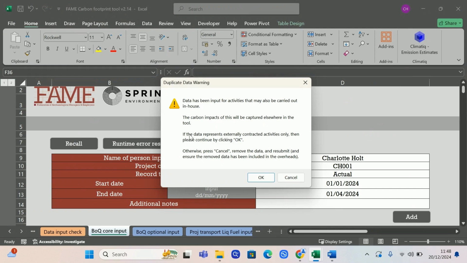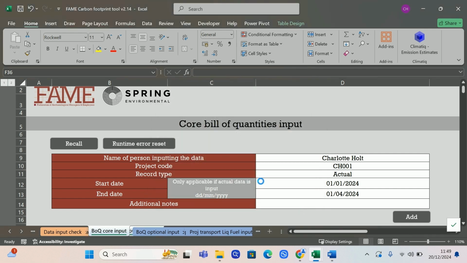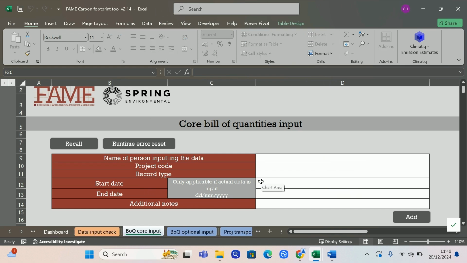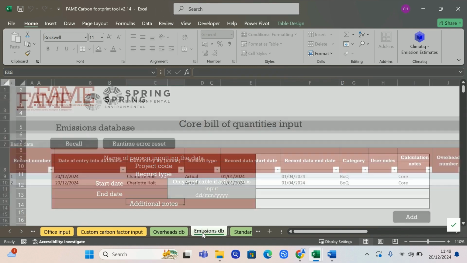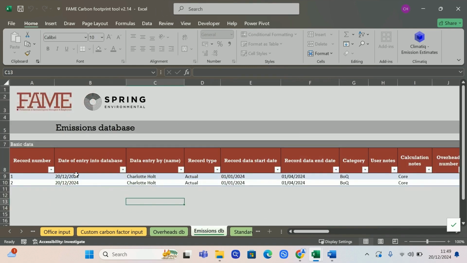Here we are. So data has been input for activities that may also be carried out in-house. The carbon impacts of this would be captured elsewhere in the tool, namely the overheads. But if you're sure that the data represents externally contracted activities only, then you can continue by clicking OK. Otherwise, click cancel and remove the data. So we'll just go ahead with that. And then if we go to the emissions database, we can see those two data inputs there.